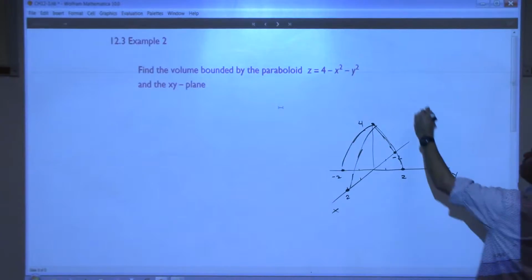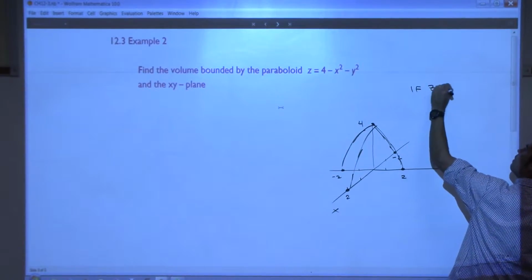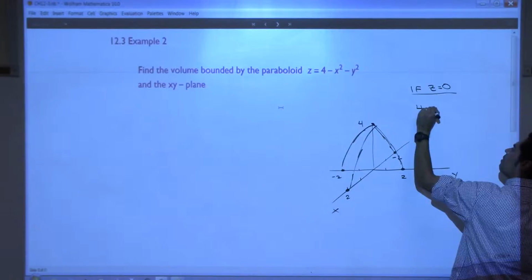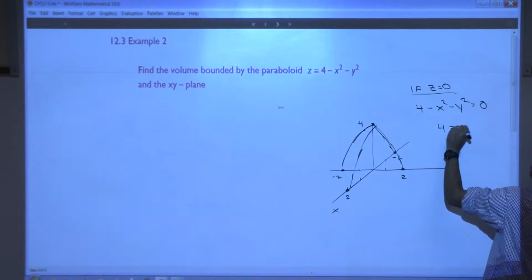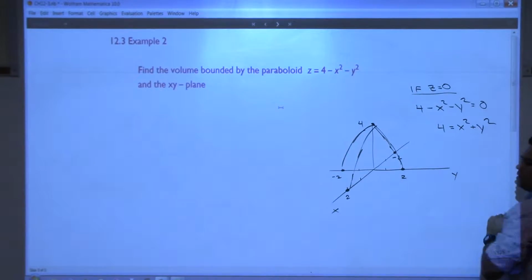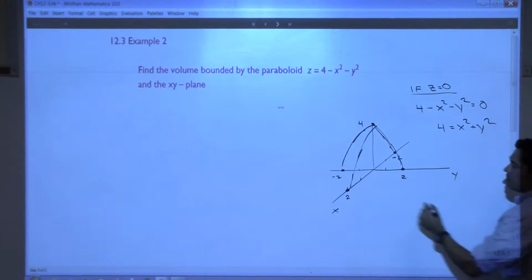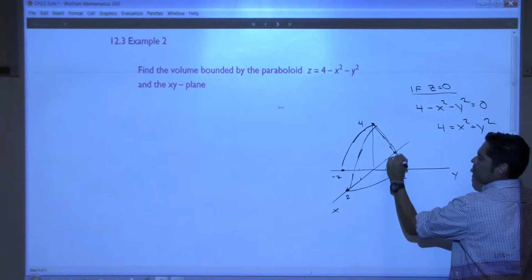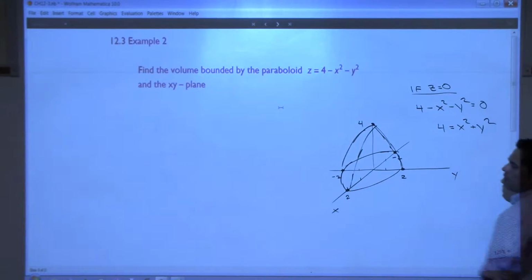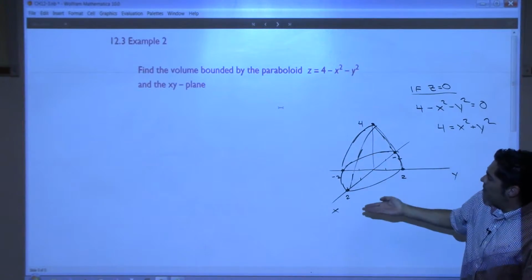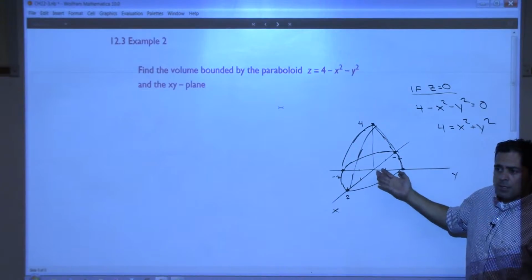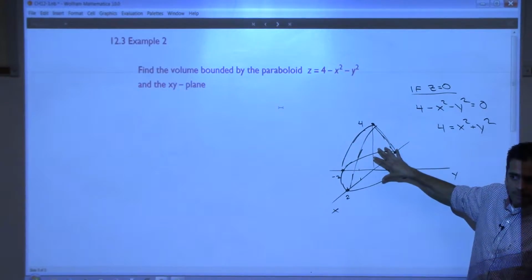And if I let z be 0, then that equation 4 minus x squared minus y squared must equal 0 is the same as 4 equals x squared plus y squared, which is a circle of radius 2. So this should be a circle on the ground, right? Y'all see that? I'm trying to find the volume bounded by that paraboloid and the xy plane. So it's that object that I just drew there, right?